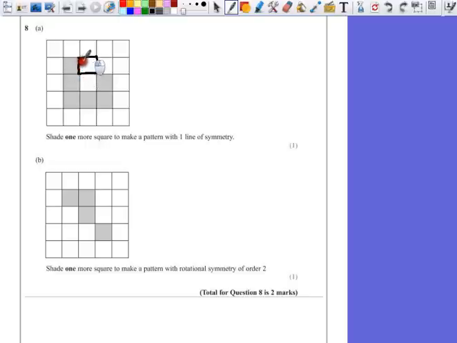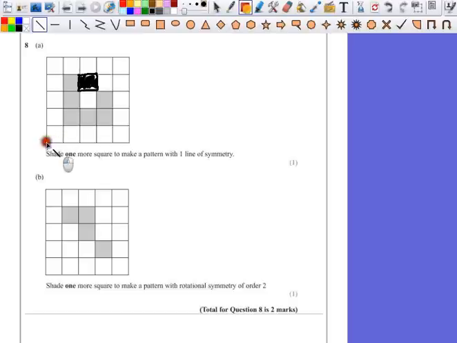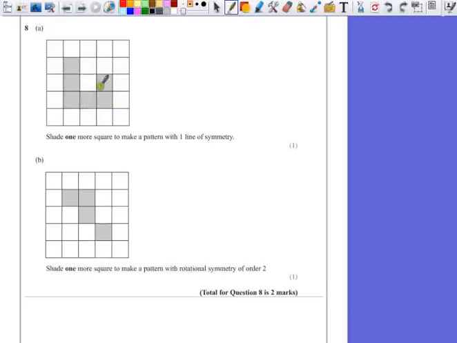So by shading in this square here, we've created a line of symmetry diagonally. Either side is exactly the same shaded in shape. What would have been much easier, I believe, is we could have also shaded in this square here.